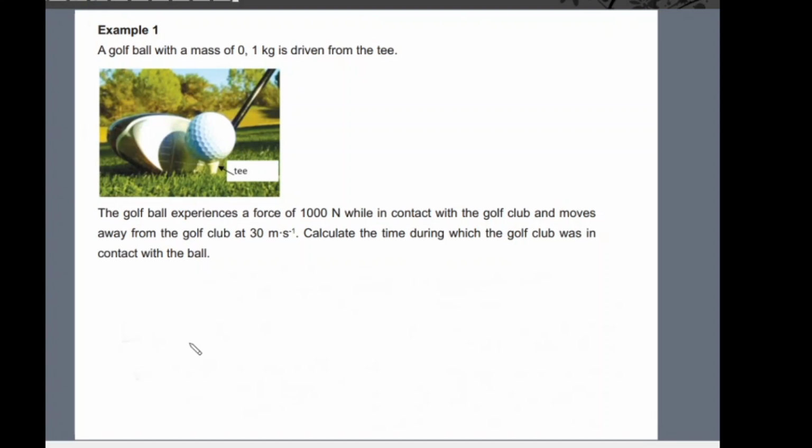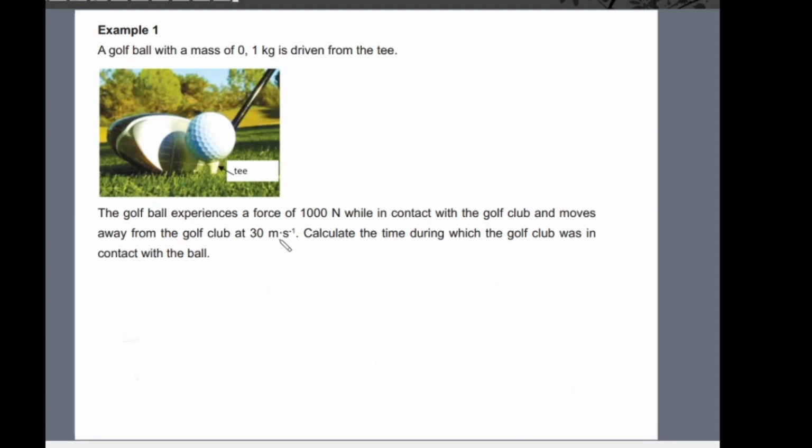Okay, so let's look at another example. A golf ball with a mass of 0.1 kg is driven from the tee. The golf ball experiences a force of 1000 newtons while in contact with the golf club, and it moves away from the golf club at 30 meters per second. Calculate the time during which the golf club was in contact with the ball.